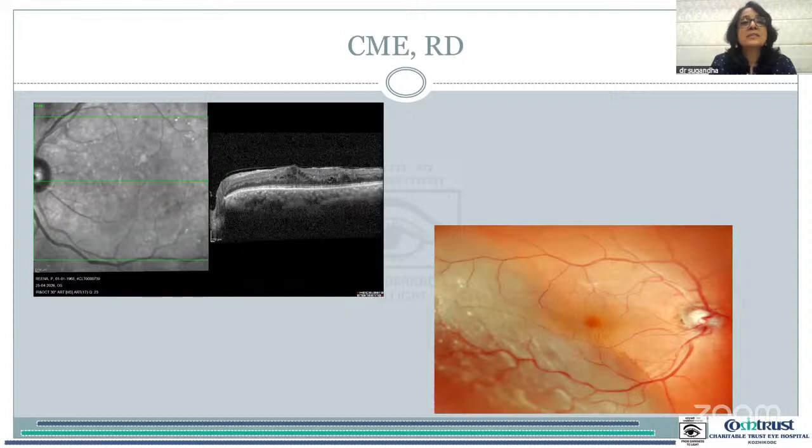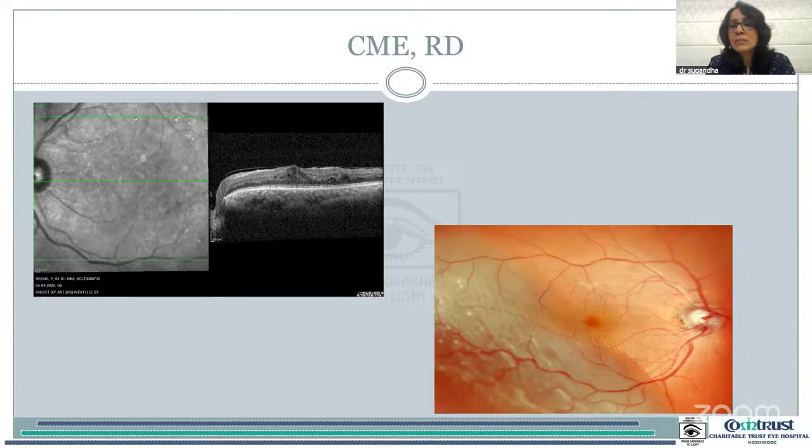And other complications like cystoid macular edema. I hope you can clearly see the cystoid spaces in the OCT macula picture, and a retinal detachment. Of course, the risk factors have to be taken into consideration. CME in case of an inflamed eye, or any kind of vitreous disturbance that occurred during the surgery, which would lead to traction on the macula and CME.